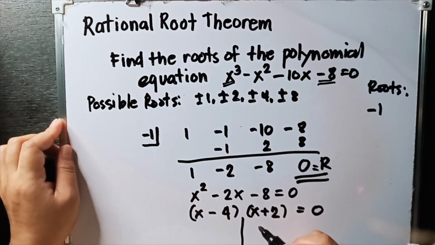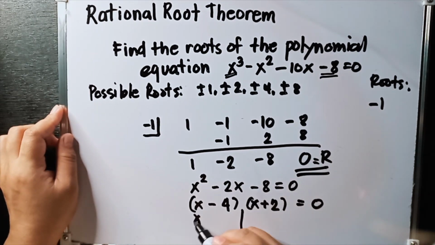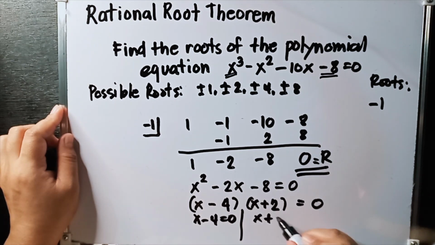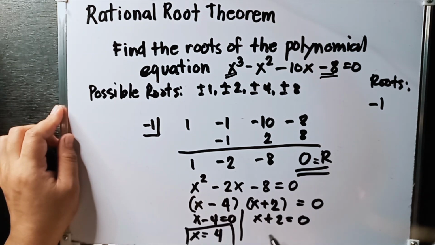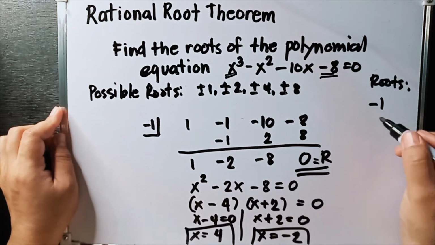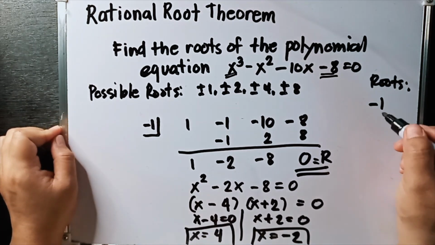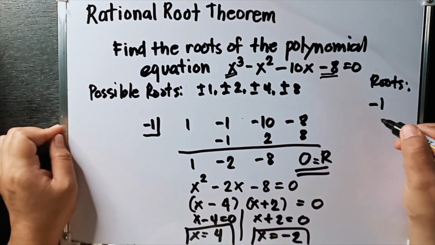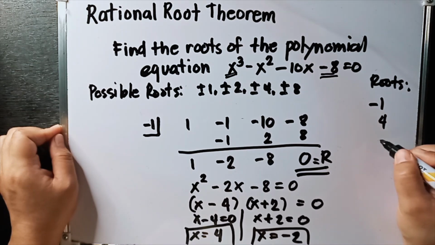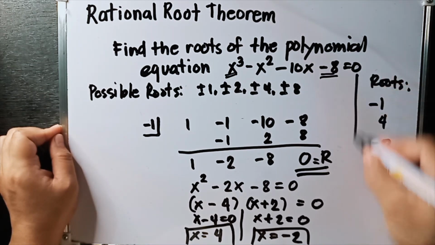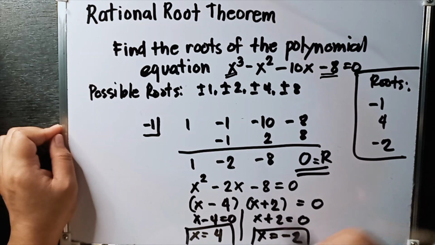So, let's now solve for x minus 4 equals 0. On the other side, we have x plus 2 equals 0. So, x equals 4. And then the other one is x equals negative 2. So, to complete, the roots are negative 1, 4, and negative 2. So, these are the roots.